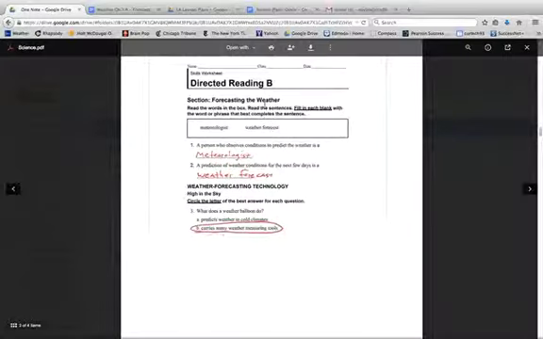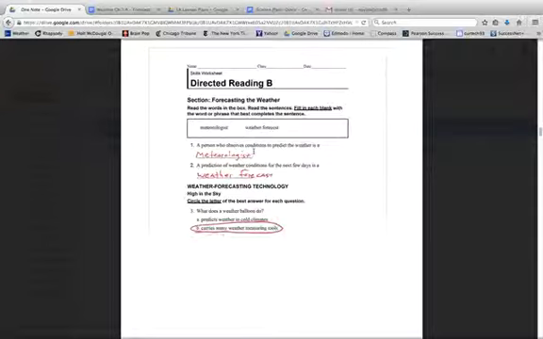Okay, here are the correct answers for directed reading B on forecasting the weather. Number one is meteorologist. That's a person who observes conditions to predict the weather. So a lot of times the people on the news that show the weather are meteorologists, but a meteorologist can just be a scientist. They don't have to be on the news.